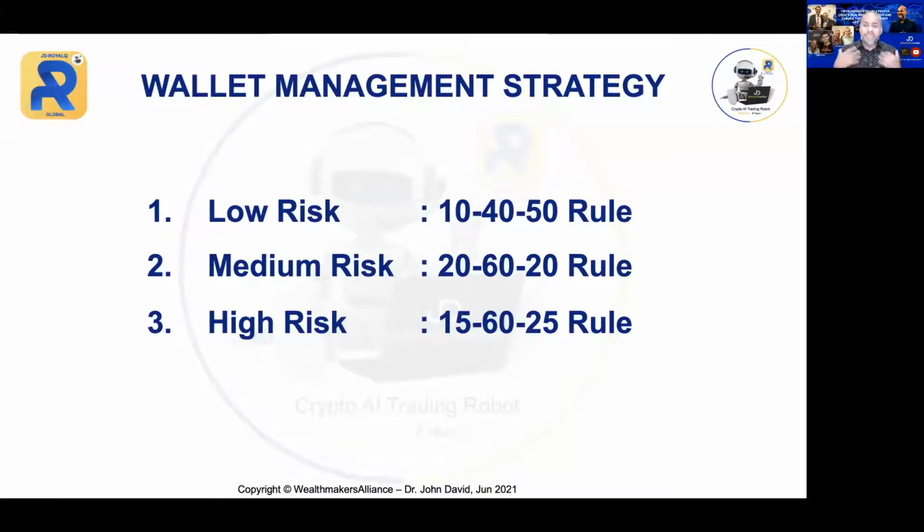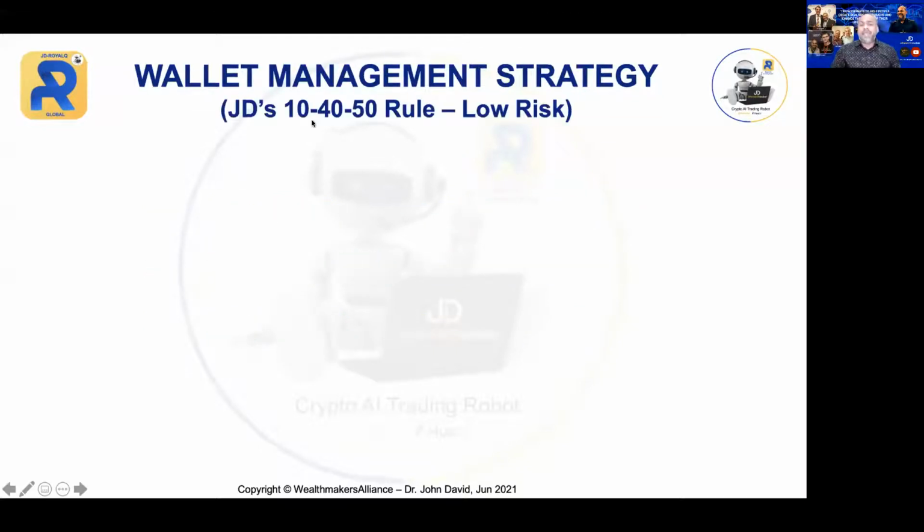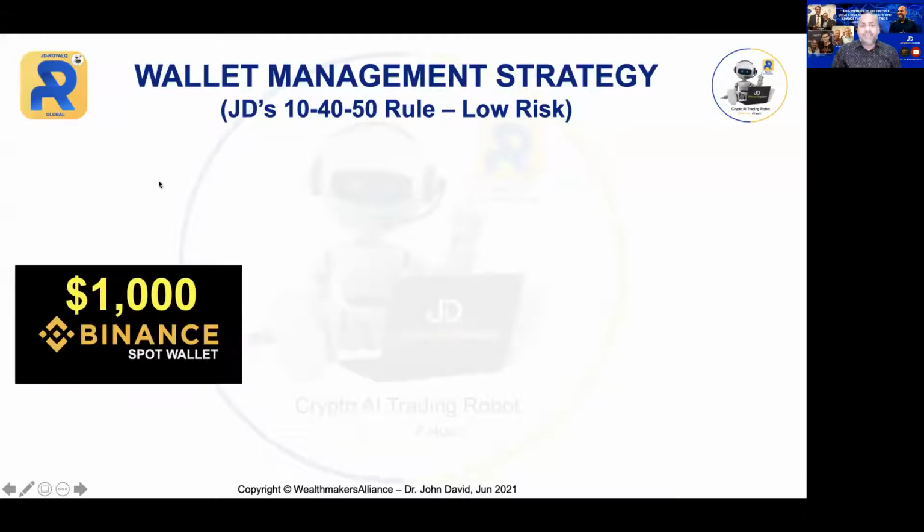So if you are just beginning, I would advise you to go for the low risk. Now, if you are already used to it and you understand the wallet management, you can then go higher risk when you start to have higher and higher capital. All right. Now, let's look into it. So for the low risk, this is the 10-40-50 rule. Now, let's say, for example, I have $1,000 of my fund in spot wallet in Binance. When I say spot wallet Binance, it means it is in your Binance wallet. Please understand that. You may call this your capital. I will call this your trading fund.